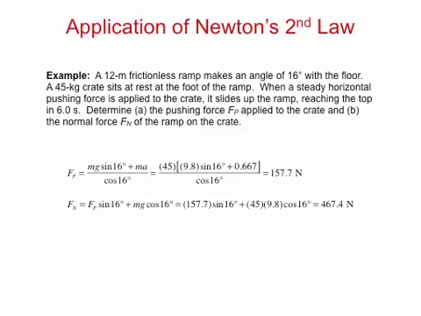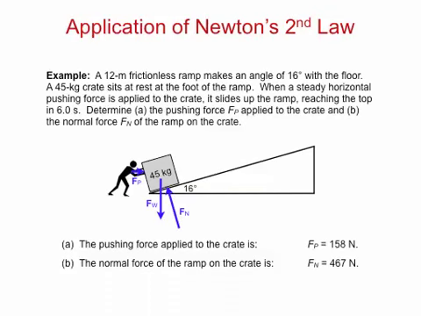Now that we have a, we plug it, along with m and g, into the equation for F_p, and find that F_p is equal to 157.7 newtons. Then we plug that value into the equation for F_n, and find F_n equals 467.4 newtons. Now we can answer the questions in the problem. The pushing force on the crate is 158 newtons, and the normal force of the ramp on the crate is 467 newtons.